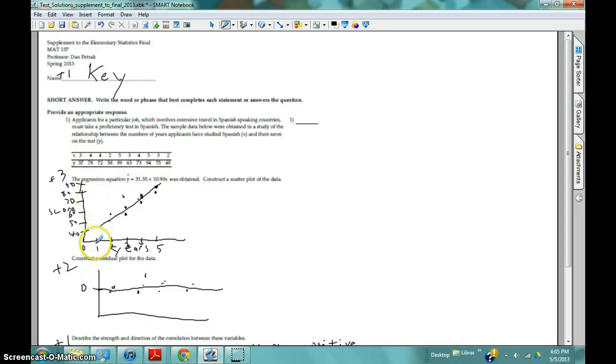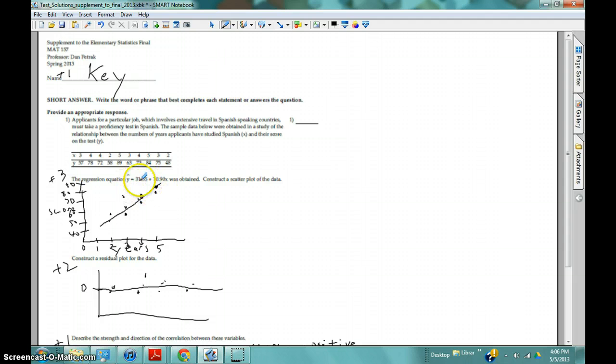The first question is just to make a scatter plot of this data. The X is the number of years they've studied Spanish, and the Y is the score on this exam. So we make this little scatter plot here, and I've drawn a line of best fit because the next question needs that. And it gives us the regression equation here.